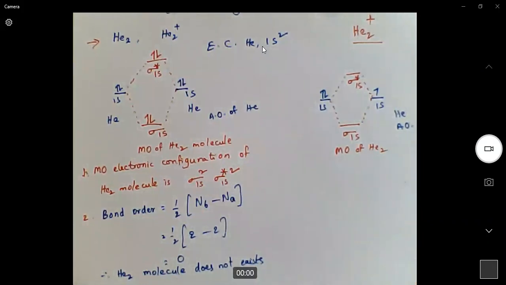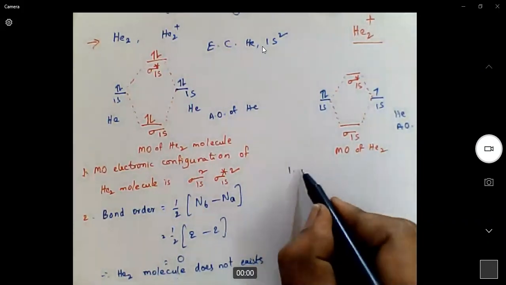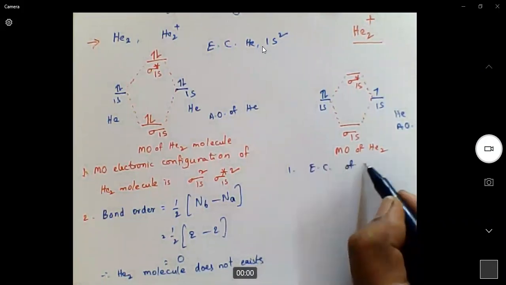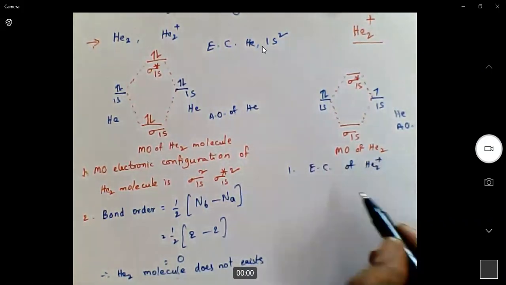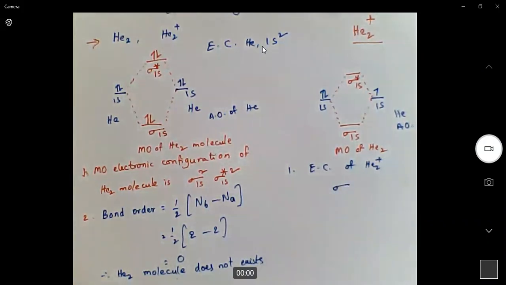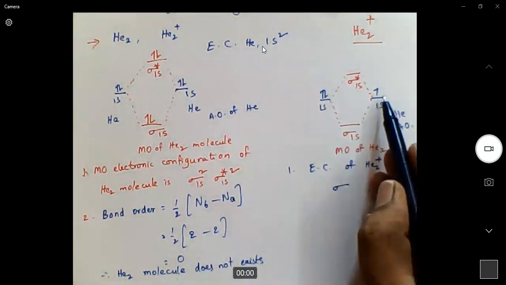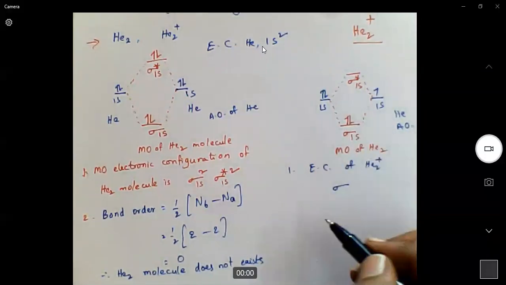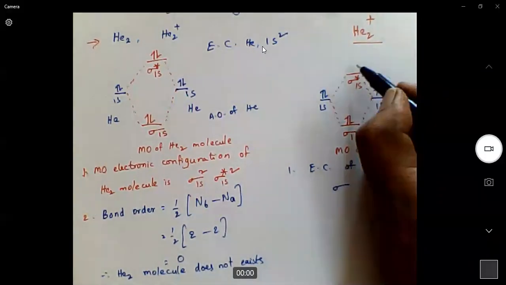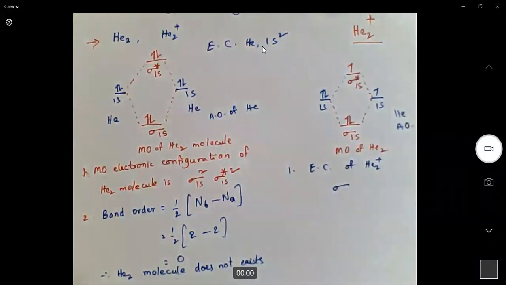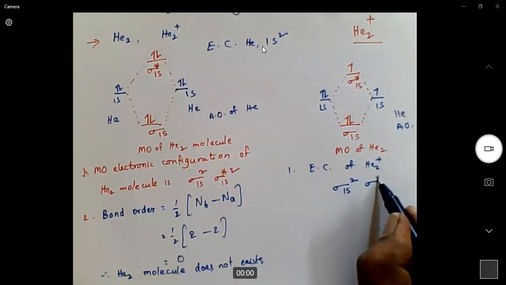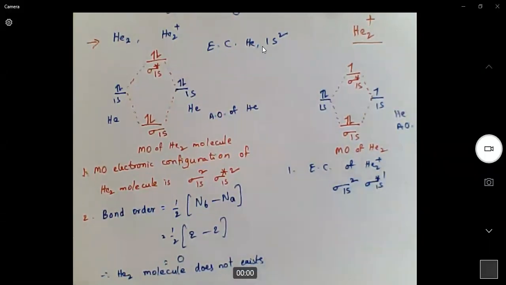So what is the electronic configuration of He2 plus? Altogether we have 3 electrons. So 2 electrons will be accommodated in sigma 1s, 1 electron will be accommodated in sigma star 1s. So the electronic configuration is sigma 1s 2 electrons and sigma star 1s 1 electron.